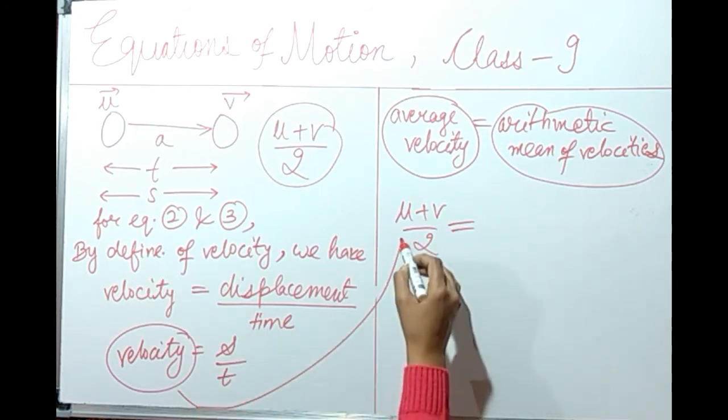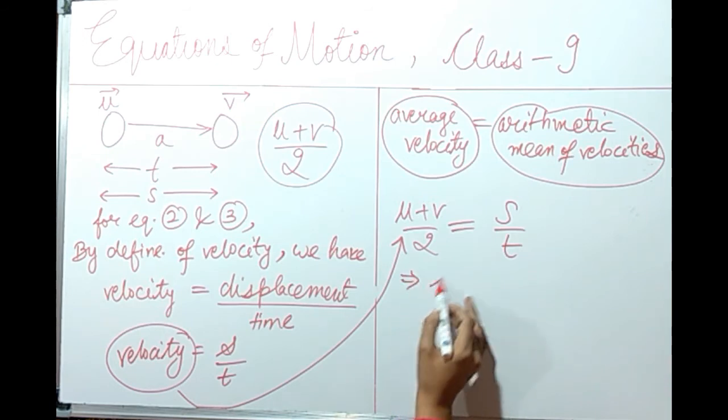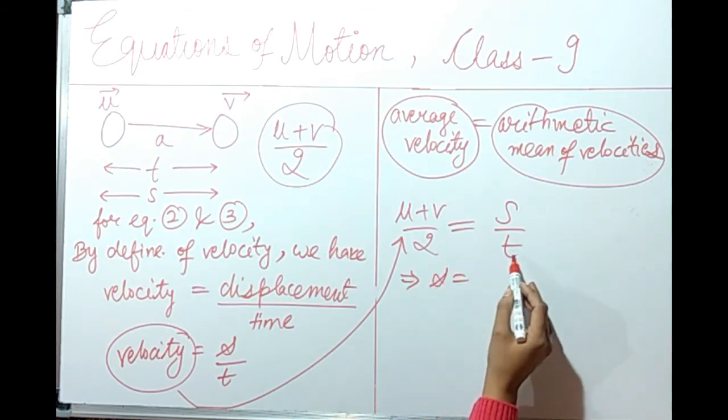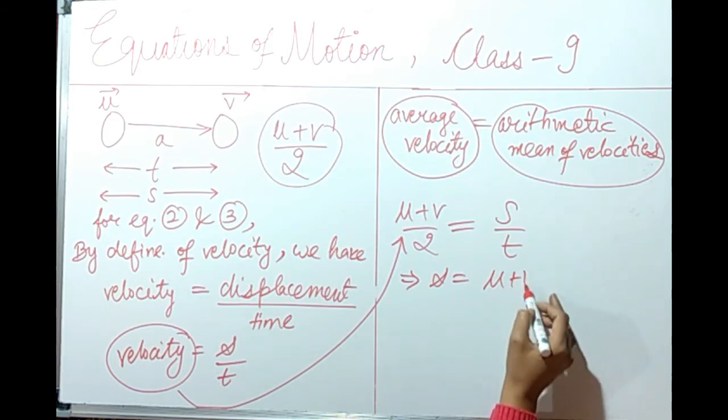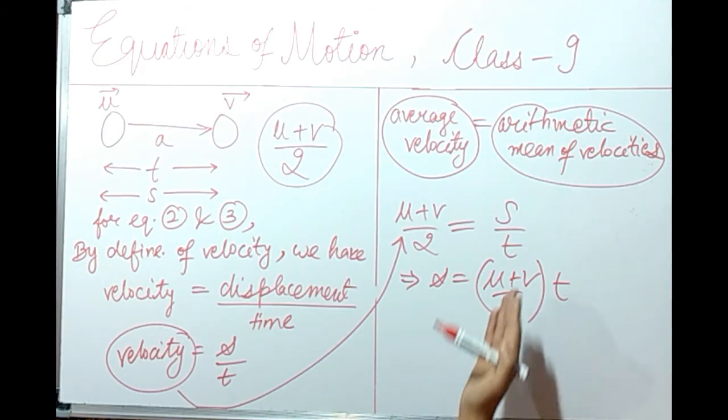Instead of velocity, we are taking here the average of velocities. Velocity is (u plus v) by 2, that is equal to s upon t. It implies the value of s here is, take this t here, (u plus v) by 2 into t. Just rearranging the terms.